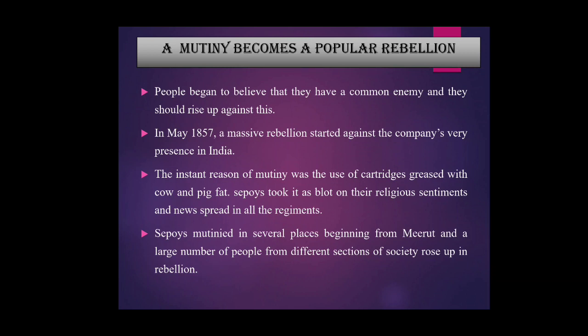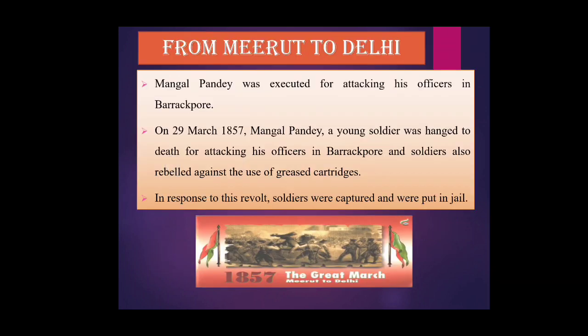Sepoys mutinied in several places, beginning with Meerut, and a large number of people from different sections of society rose up in rebellion. Everybody got involved slowly, because at that time there were no fast means of communication, so things spread slowly. Because it happened among the sepoys, it spread among them quickly, but later it came to the knowledge of other kings, rulers and local people also, from Meerut to Delhi.